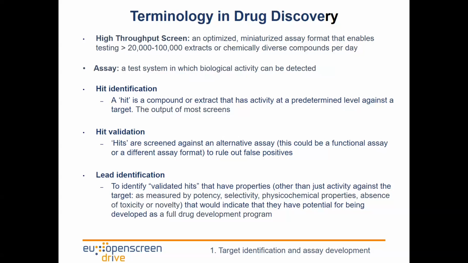And finally, briefly, lead identification is the next step after hit validation. For lead identification, the hits that we have selected in the validation should be potent, specific, and selective, and should be the ones that we move on to the development programs. This is the last step of our screening campaign. But this is the objective we have to think about when we establish this process of developing an assay. Moving to the next slide, please.